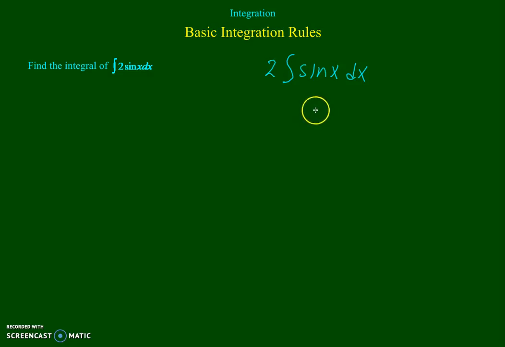The derivative of cosine is negative sine. Therefore, the integral of sine is negative cosine. So 2 times negative cosine x plus c, which is negative 2 cos x plus c.